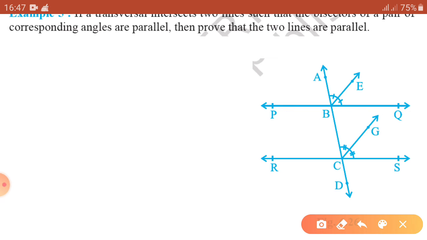Now ray BE is the bisector of angle ABQ. As it bisects this angle into two parts, one is ABE, another one is EBQ. And also ray CG is the bisector of angle BCS, that means this line CG bisects this angle into two parts, one is BCG and GCS.